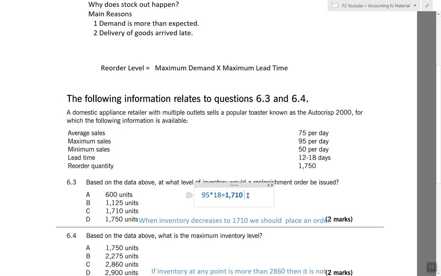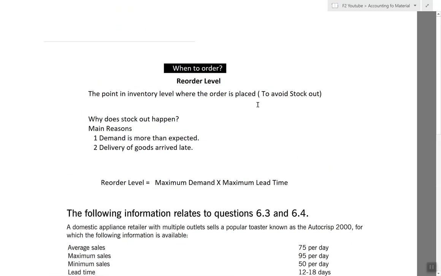What it means is that when our inventory reduces to this level, we should order more. How much more? The order quantity, which is 1750. So when our inventory reduces to 1710, we will place an order for 1750. Then we will not have a stockout, even if the maximum quantity is sold, even if the order arrives late. So this is the reorder level.